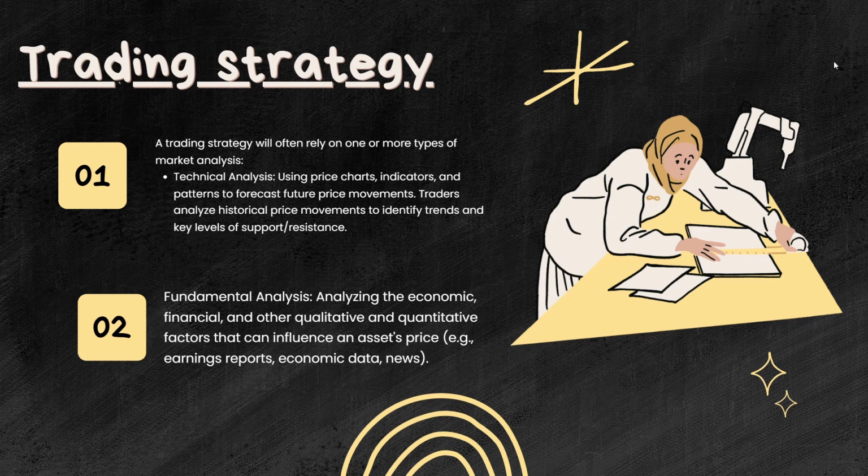So a trading strategy will often rely on one or more types of market analysis. This can either be technical analysis, using price charts, indicators, and patterns to forecast future price movements. Traders analyze price movements to identify trends and key levels of support and resistance. Or fundamental analysis, analyzing the economic, financial, and other qualitative and quantitative factors that can influence an asset's price, e.g. earning reports, economic data. This is trading news, where consumer price index data is released, or non-farm payroll.